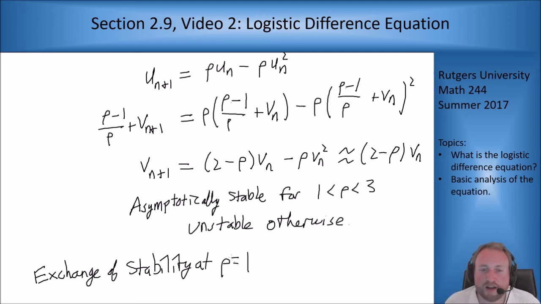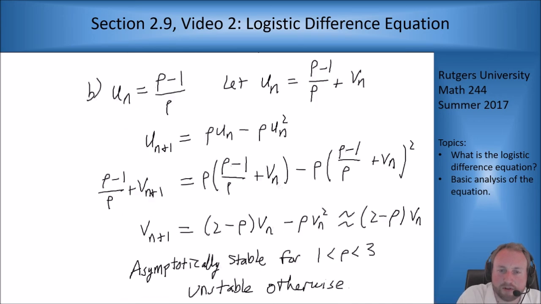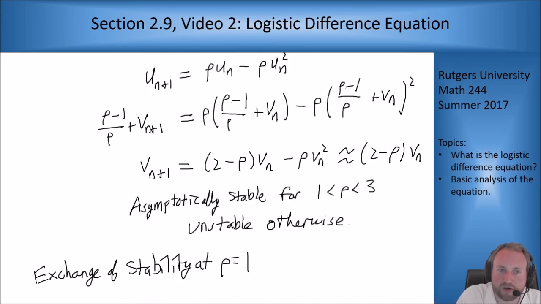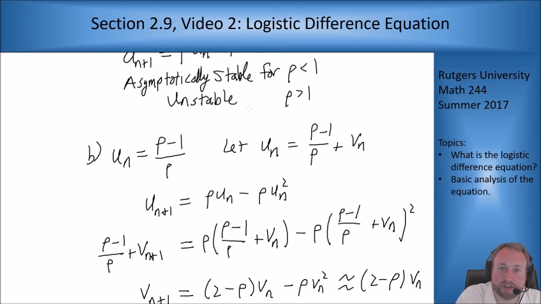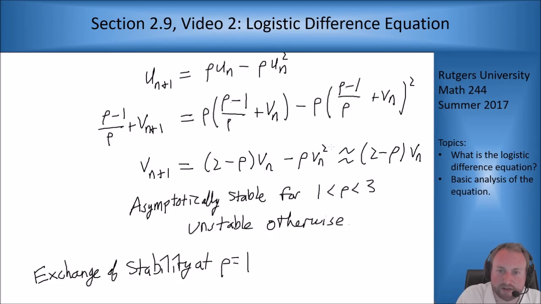So what do I mean by this? Well, for rho less than 1, 0 was stable, and rho minus 1 over rho was unstable. But for rho bigger than 1, 0 is unstable, and this guy is now stable, at least up until 3. So the stability moves from the 0 to rho minus 1 over rho when rho gets bigger than 1.